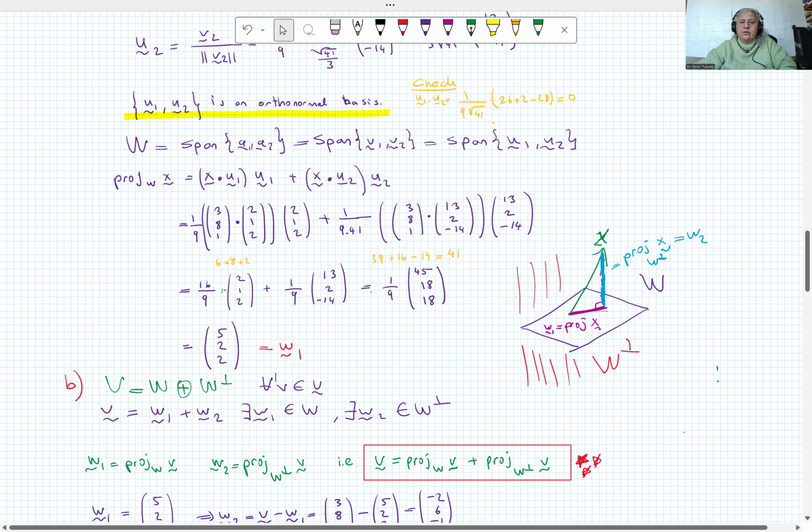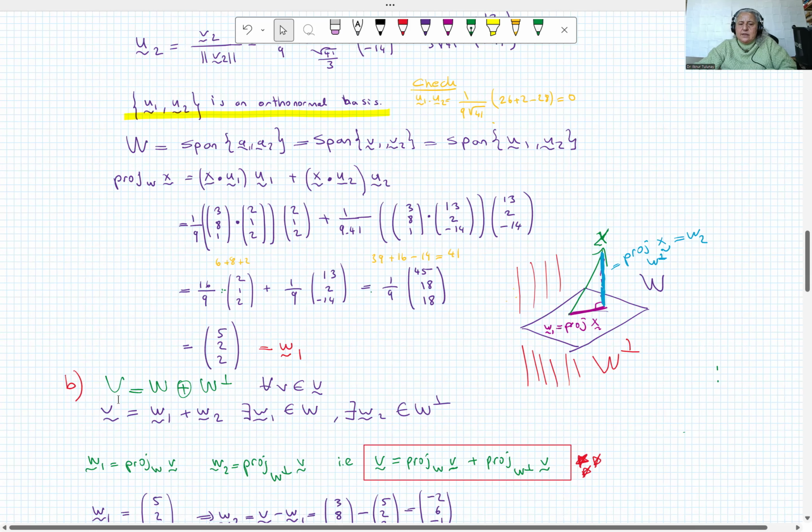Now, it is straightforward. We know how to calculate the dot products. These are just numbers that you can come up with. And in the end, you will find a vector, and we call it W1: 5, 2, 2, you found it. So W1 is this vector. W is the plane, and W complement is the vectors perpendicular to the plane. The projection of the vector x on the vector space W is the vector W1. So this is all I am saying here.